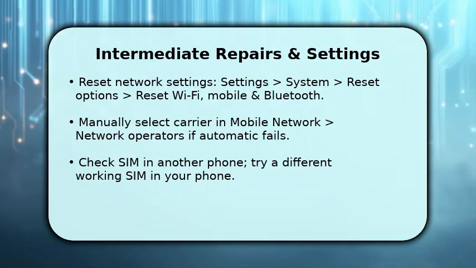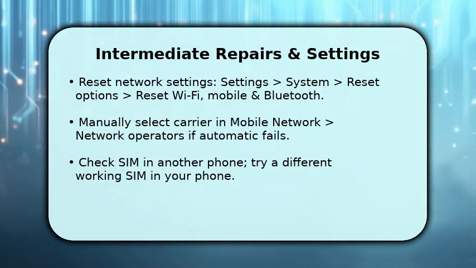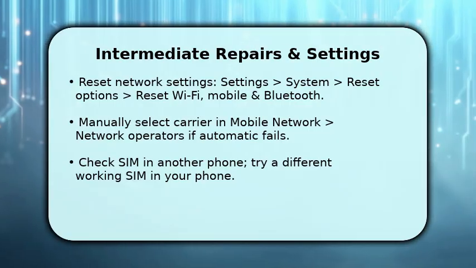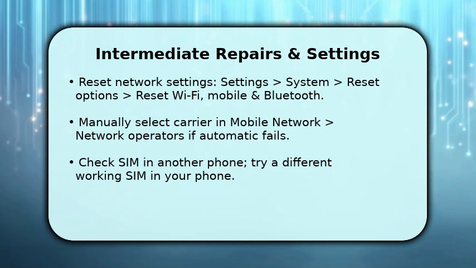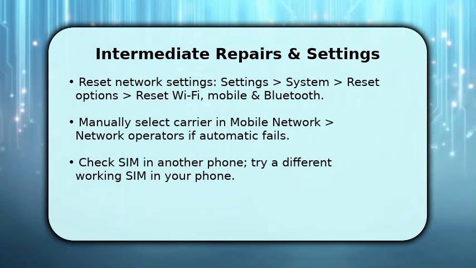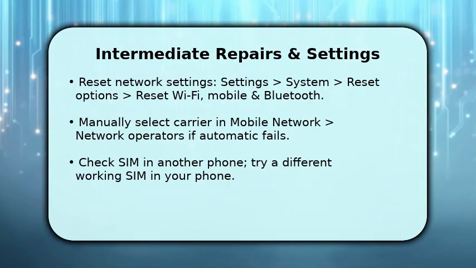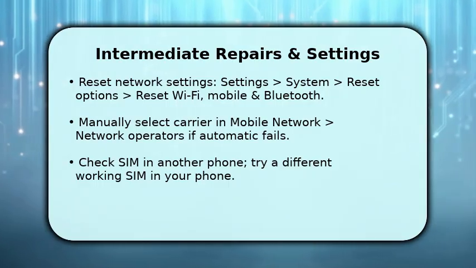Sometimes automatic registration fails. If that does not work, test the SIM in a known good phone to rule out the card, and try a different SIM in your device to isolate hardware versus provisioning problems. Keep track of any error codes you see.